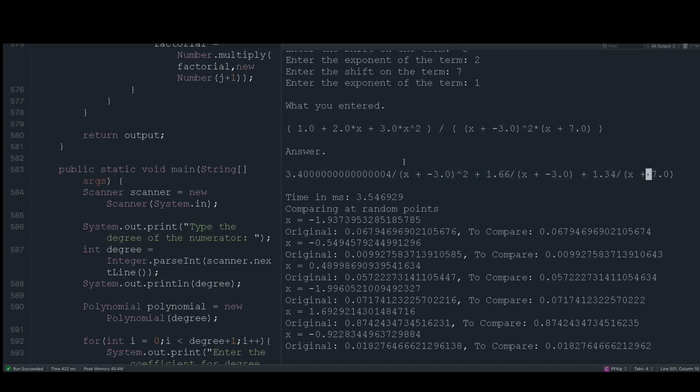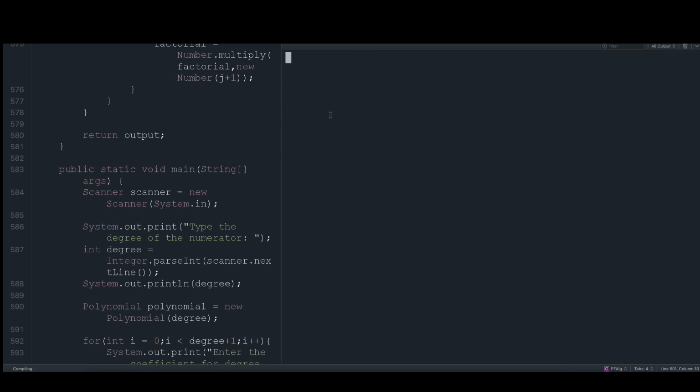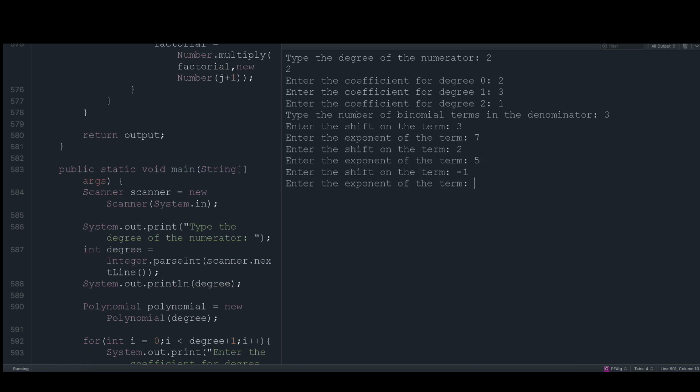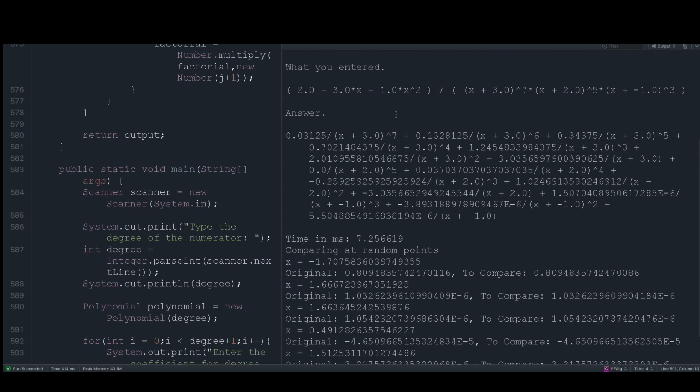So you can see it generated all the numerators for each of the terms. And here it's comparing at different points, and you can see it works. Let's do another random one. So I'm going to do, let's do 3 terms. Let's do 3, 7, 2, 5, -1, 3. There we go.